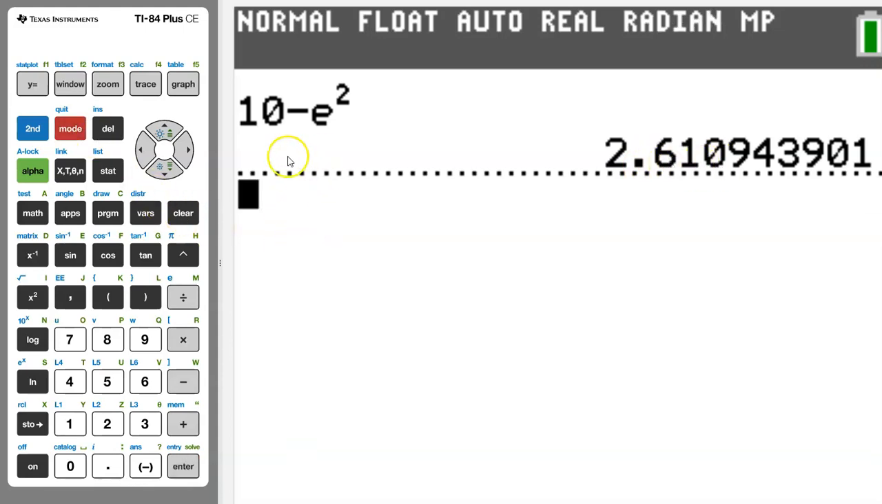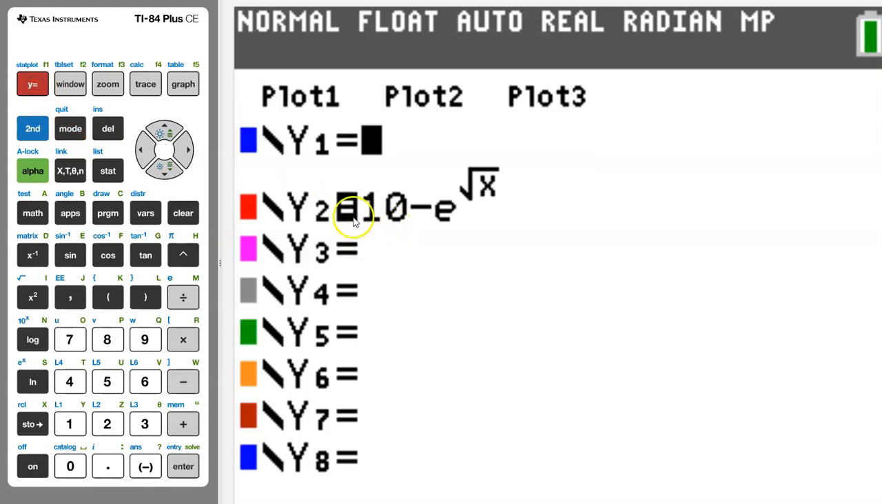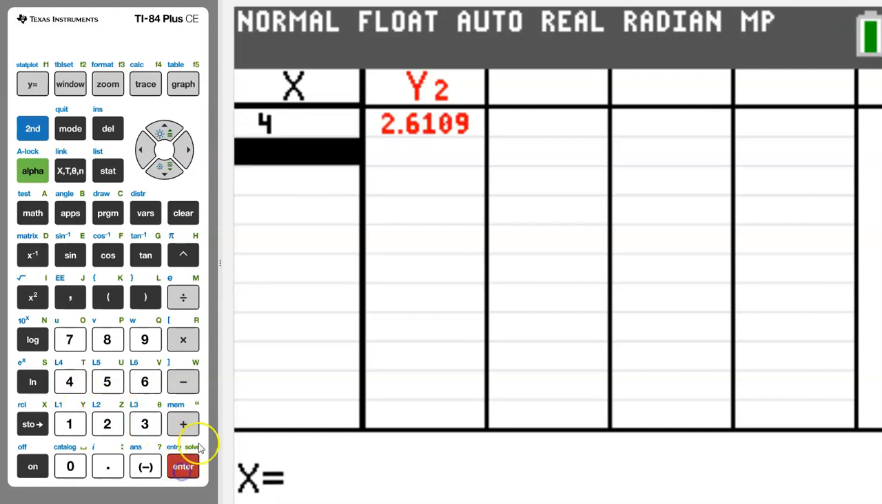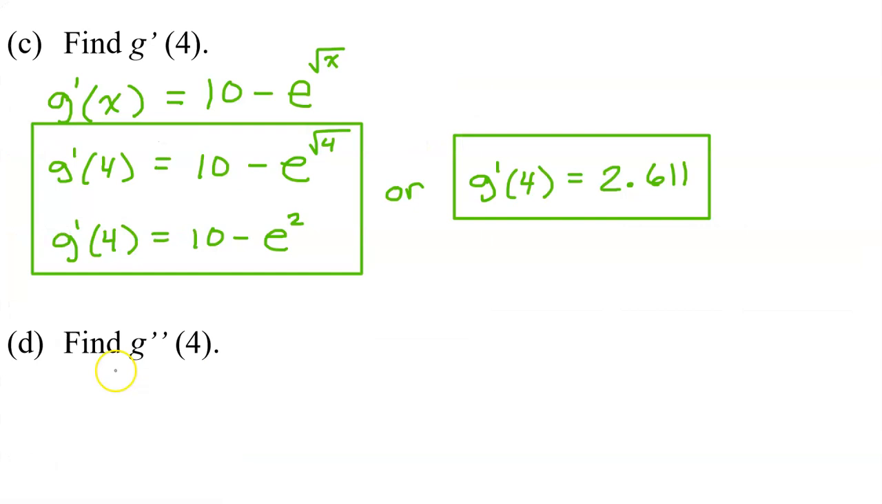That was easy enough, but since we have the function typed into y2, another thing that we could do is do second table, and notice you see that y2 is sitting right there. If I type in an x value, then I can evaluate any function at that particular x value. So right now I'm evaluating at x equals 4, and there you go, 2.611.